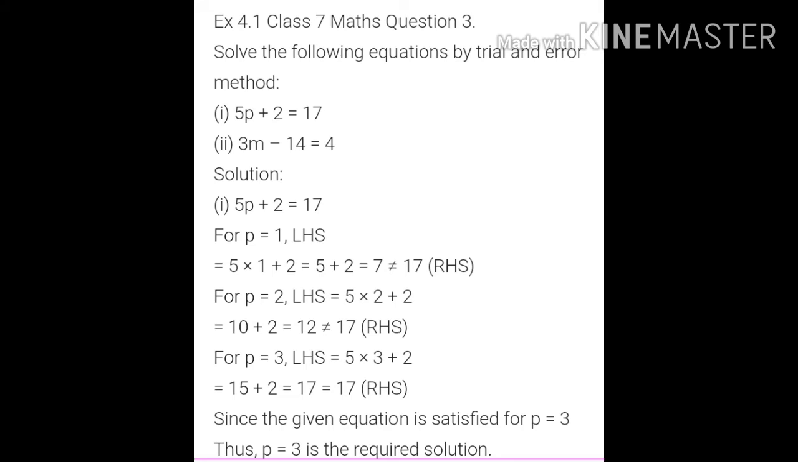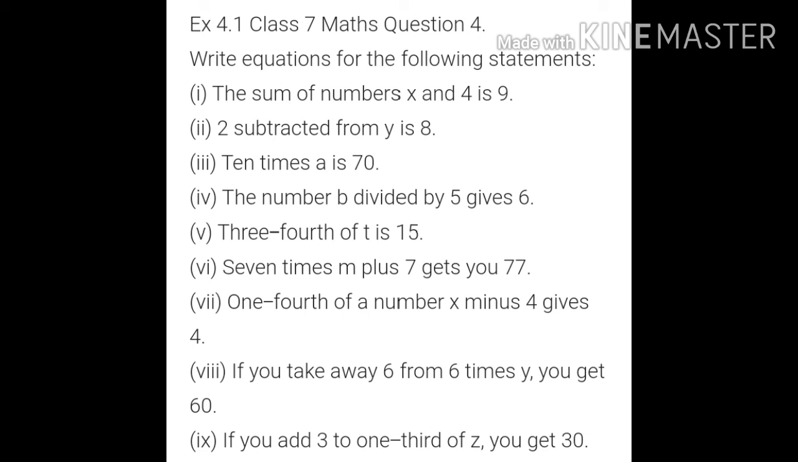Now let us try for P is equal to 3. 5 into 3 is 15, plus 2 is 17, and on the right hand side 17. So P is equal to 3 is the required solution and satisfies the given equation. Similarly, the second part will be done.